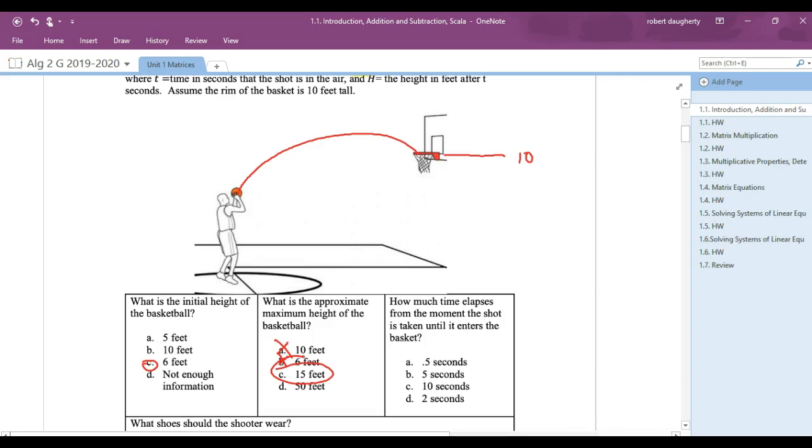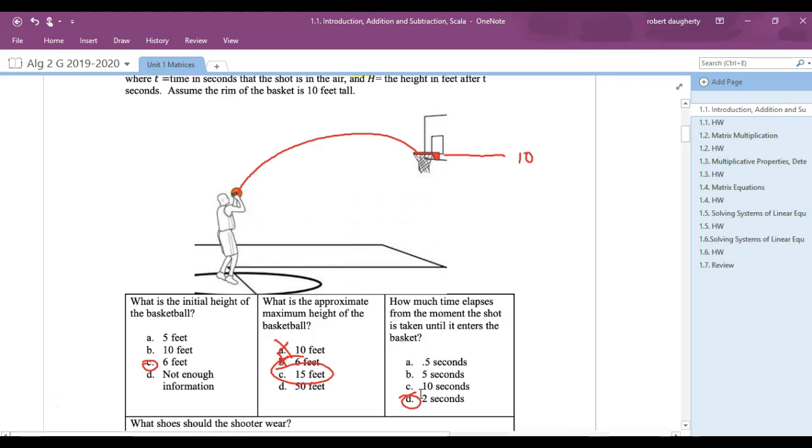How much time elapses from the moment the shot is taken until it goes in the basket? What do you think? You've watched basketball games, so half a second, wow, that's just not going to happen. 5 seconds is an eternity with the basketball being there, 10 seconds. So the most natural is 2. But by the end of the semester, you'll tell me it was 2.2 or 2.3. You'll be able to figure that out exactly. So those are 3 mathematical questions.